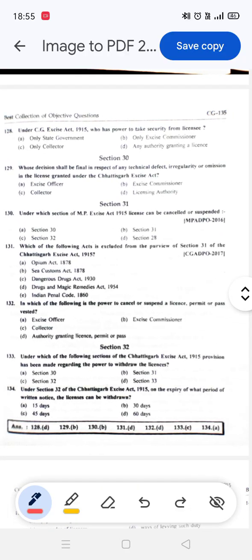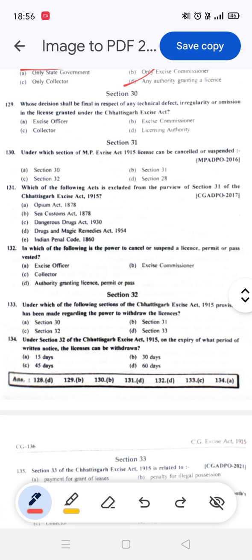Question number 128, under the Chhattisgarh Excise Act, who has power to take security? So here any authority granting a lease has power to take security. Question number 129, whose decision shall be final in respect of technical defect, irregularity or omission in the license granted under the Chhattisgarh Excise Act? So here the Excise Commissioner has power to give the final decision.